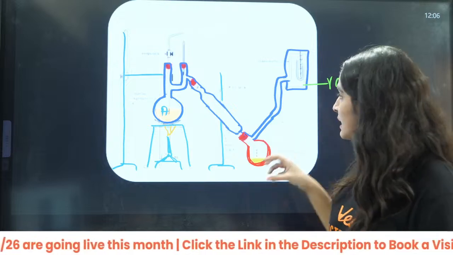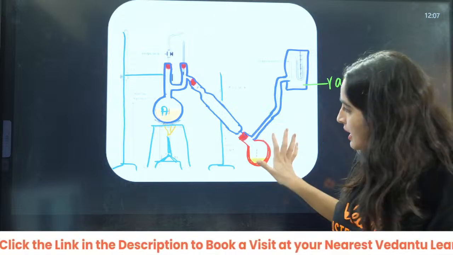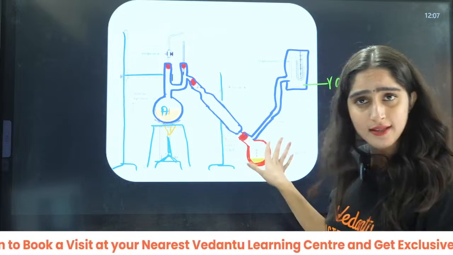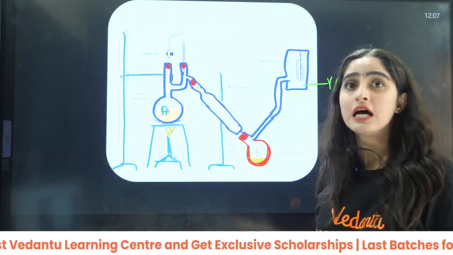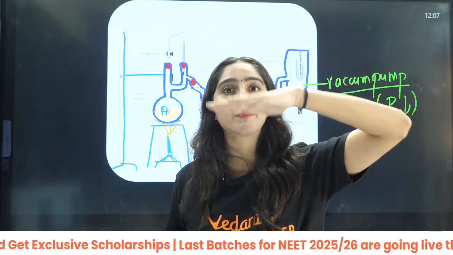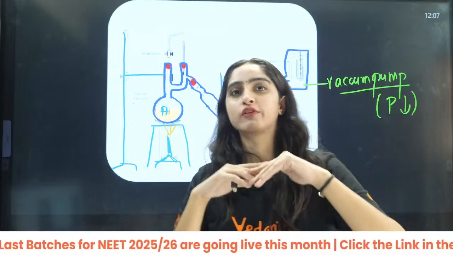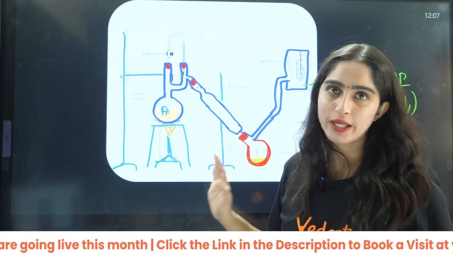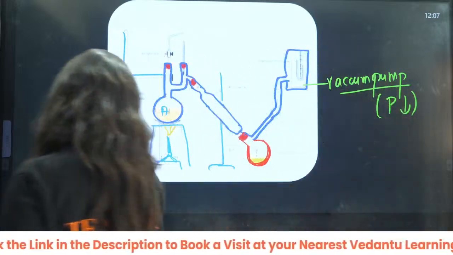So what we will do? This vacuum that we have attached over here will create that kind of low pressure in this receiver, in this condenser, in this round bottom flask. The pressure will be low because we have reduced the atmospheric pressure here. That is why it will become very easy for this liquid to achieve the boiling point. We are reducing the boiling points here. Now let us see the theory part here.